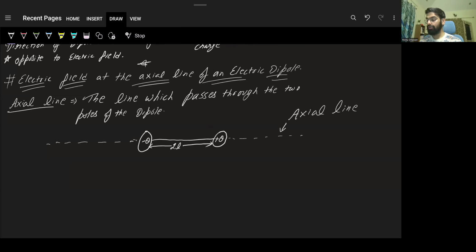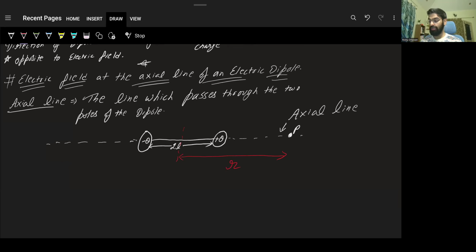Suppose someone asks me, at this point, which I choose as P, what is the electric field? If someone asks what is the electric field at a point on the axial line, how do we calculate it? I take the center of the dipole, and I always consider from the center of the dipole a point P, where I'm going to find the electric field, at a distance R.